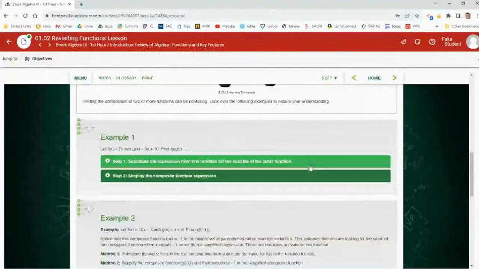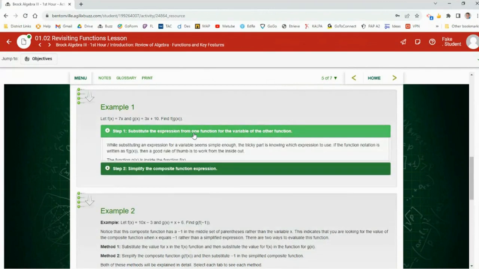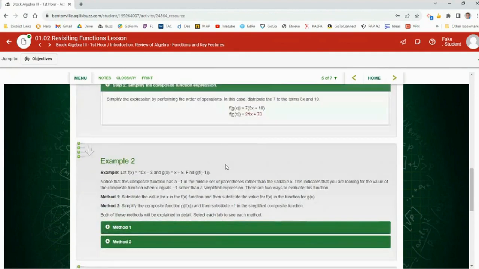So that's what they're doing in their examples. If f of x is 7x, and g of x is 3x plus 10, find those. And it tells you how to do that. Substitute from one to the other. So the function g of x is inside the function f of x. So they put it inside the f of x. So it'd be 7 times 3x plus 10, because we're substituting the g of x in there. And then simplify it, where you get rid of the parentheses, 21x plus 70.